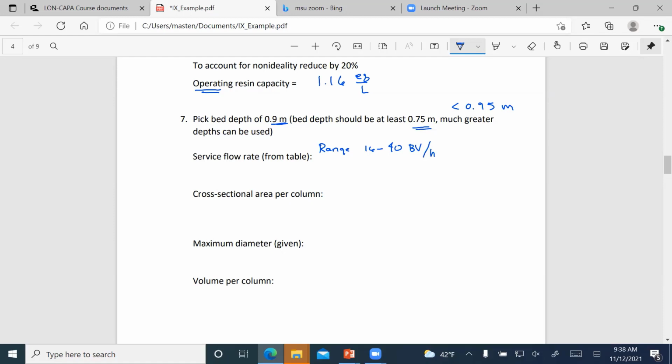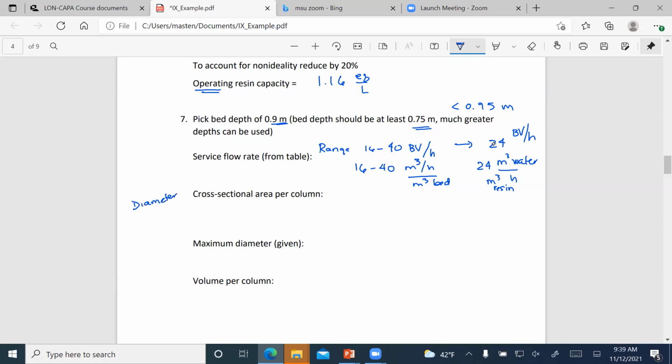Okay. What is a bed volume? The volume of the empty bed. So this is 16 to 40 meters cubed of water per hour per meter cubed of bed. That's what we mean by a bed volume per hour. Okay. Could also be in cubic feet. Could be in gallons, gallons per gallon. That is what we mean by a bed volume. We'll use 24 bed volumes per hour, or 24 meters cubed of water per hour per meter cubed of resin.